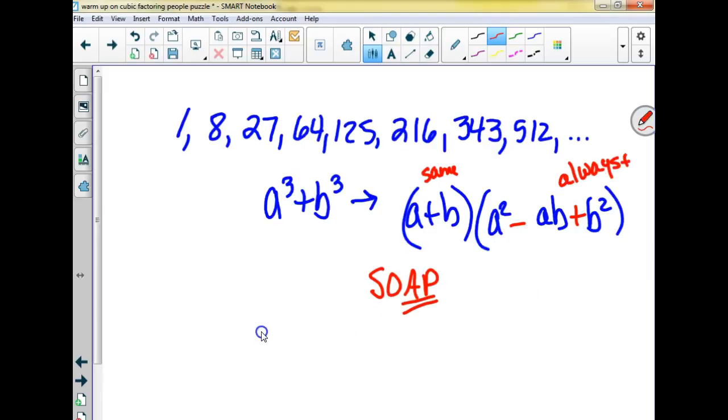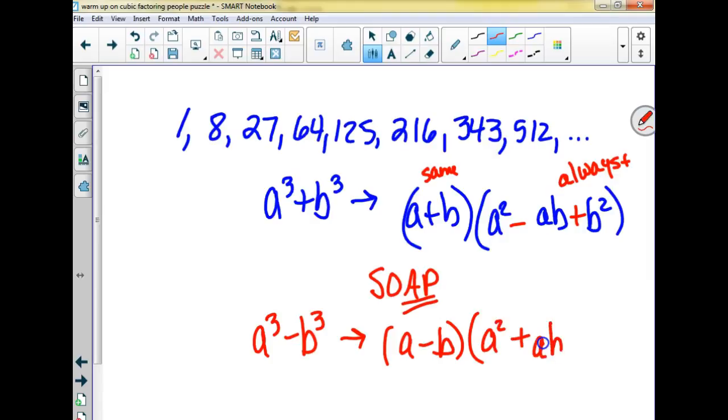Okay, so if we had a cubed minus b cubed, it would factor as a minus b, keep that sign. Then you change it, so a squared plus ab. And then the last one is always positive, so it's plus b squared. Okay? I don't know if that helps a little bit.